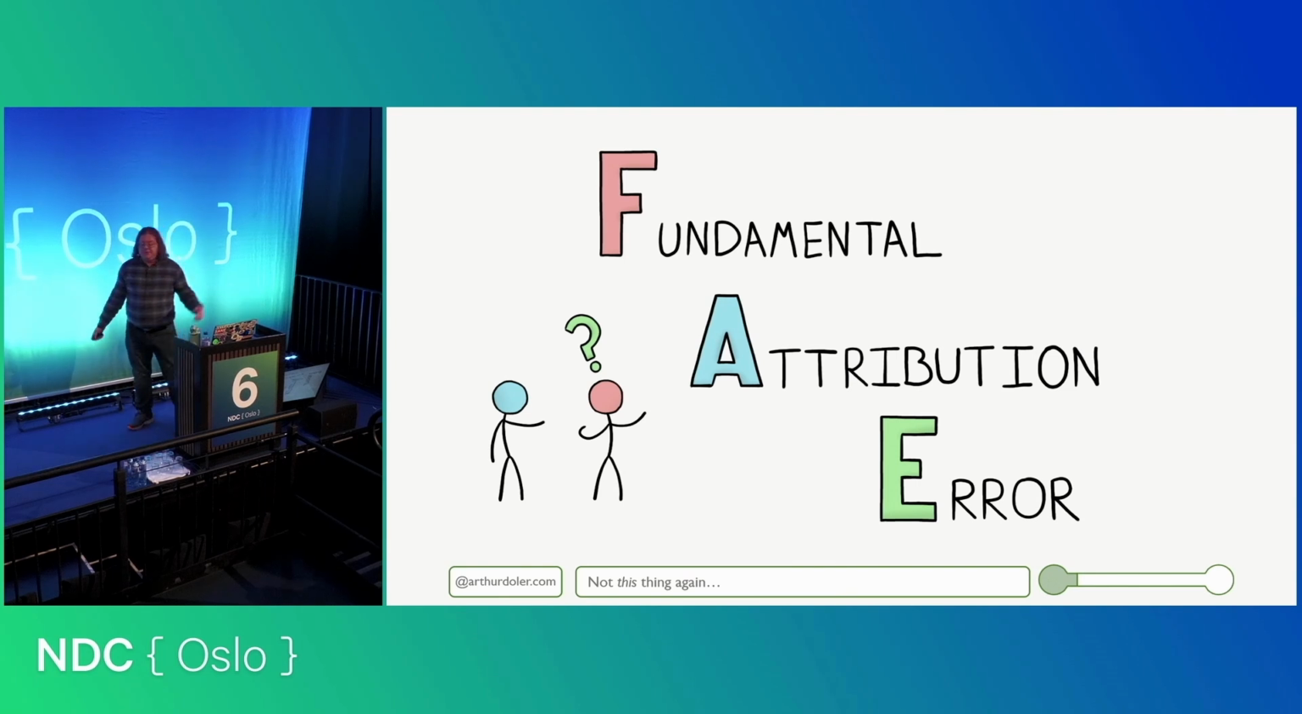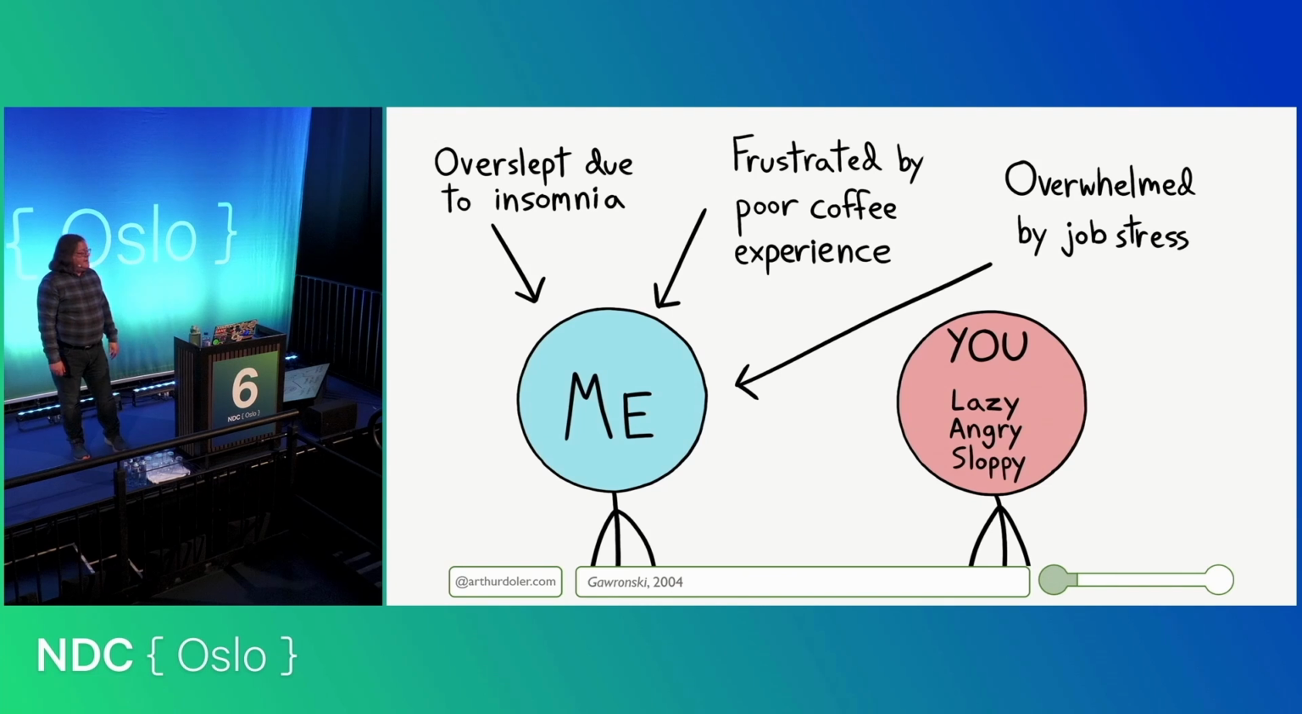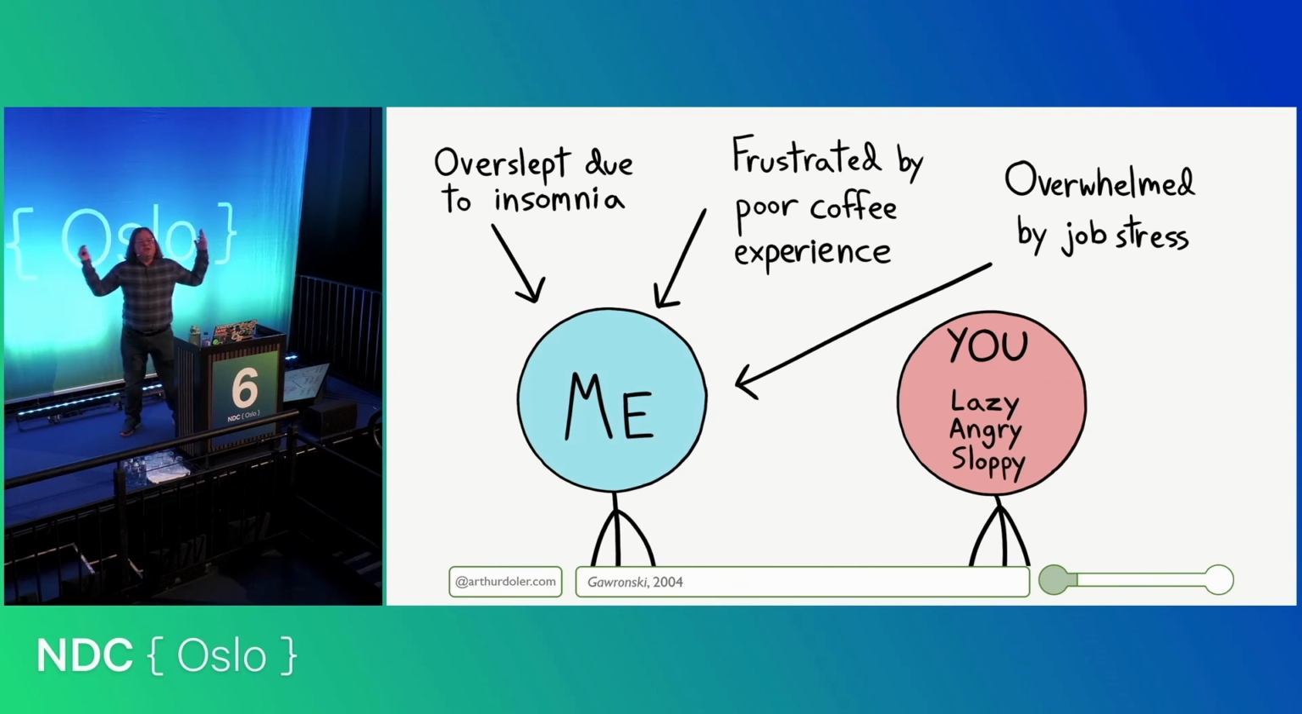And the fundamental attribution error works like this. I overslept due to insomnia. I had a poor coffee experience, right? I'm frustrated by this poor coffee experience I had. I am overwhelmed by work stress. But you are lazy, angry, and sloppy. The fundamental attribution error says that your behaviors are a result of the situation that you are inside of, that you are surrounded by. But other people's behaviors are because of intrinsic attributes to themselves. It's a nasty little trick that your brain does. It's probably my favorite cognitive bias, which is an extremely weird thing to say out loud, but it's true.